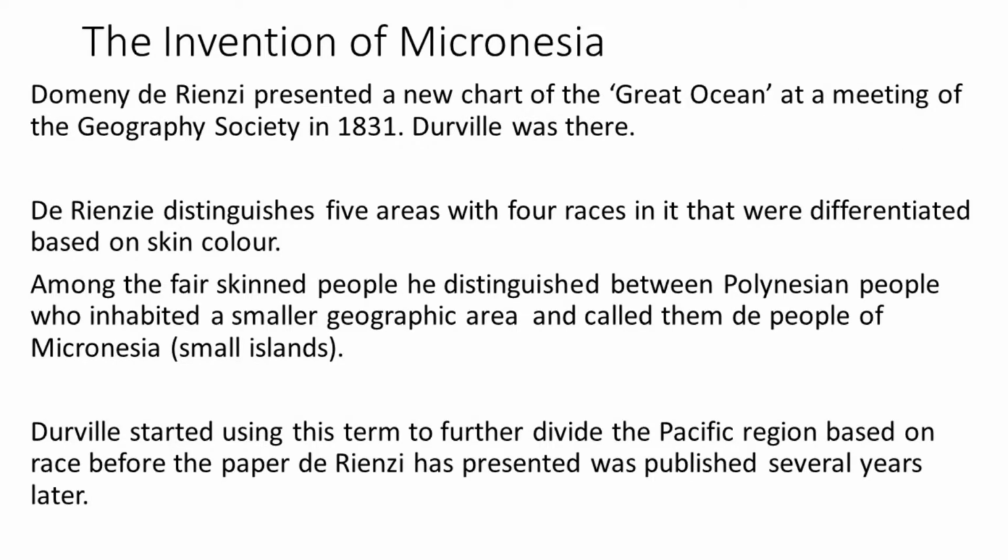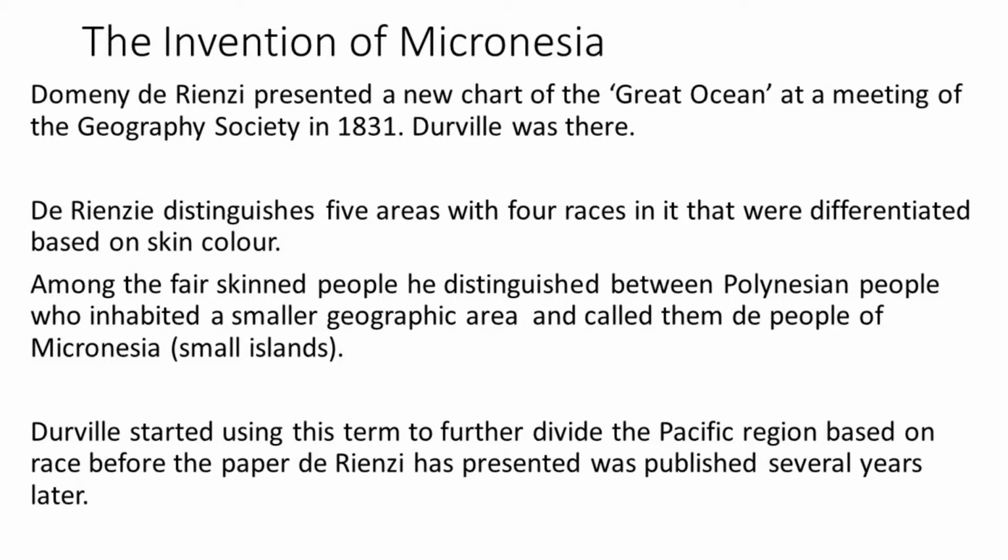So the other one is the invention of the term Micronesia. Dominique de Rienzi presented a new chart of the Great Ocean at a meeting of the Geography Society in 1831, and d'Urville was there. So you can see by the names all Europeans, like French or Italian, Spanish. And de Rienzi distinguishes 5 areas with 4 races in it that were differentiated based on skin color again.